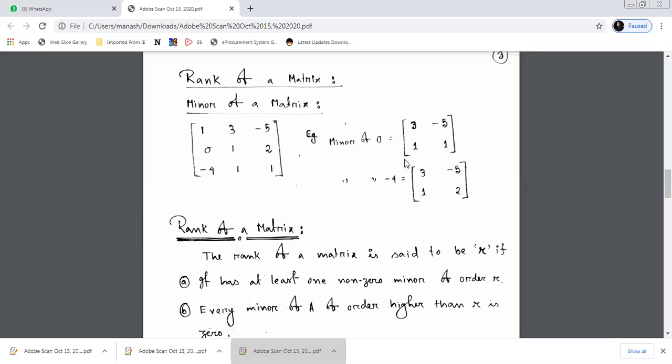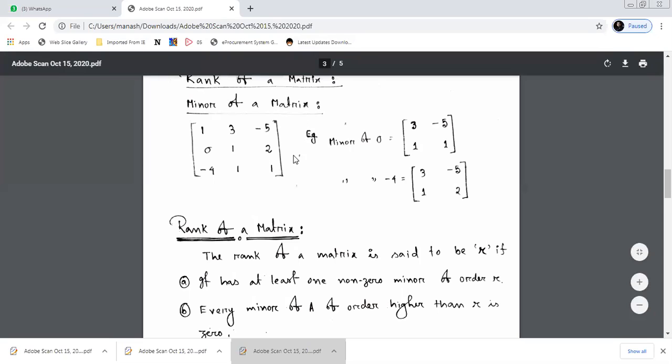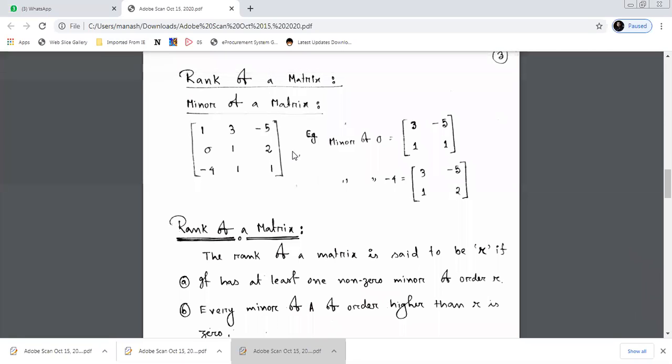Higher than R, here R is 2, so more than 2 means 3. Three means the whole entire matrix. Now we simply have to find the determinant of the matrix. If the determinant is equal to 0, then the rank of the matrix is equal to 2. And if the determinant is not equal to 0, then the rank of the matrix is equal to 3. So listen carefully.